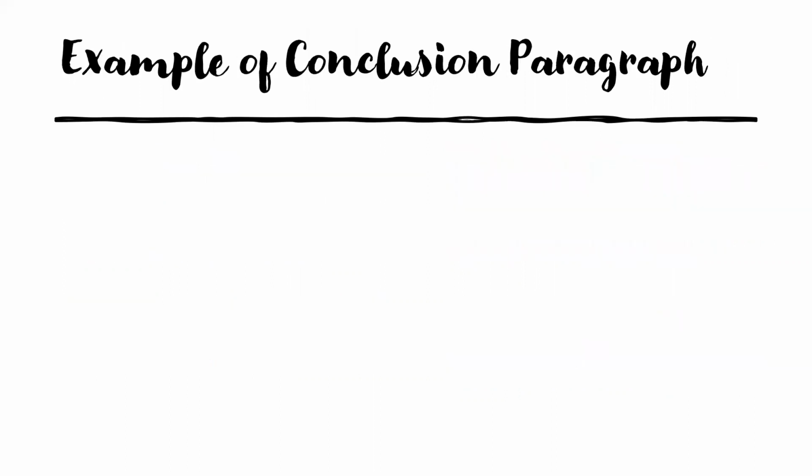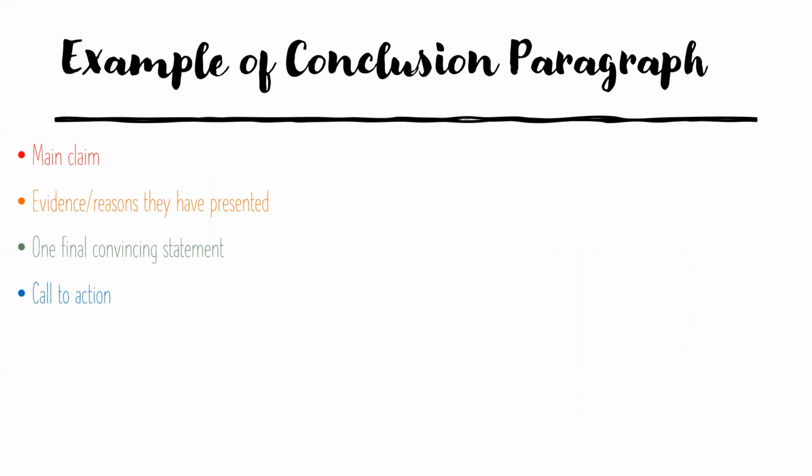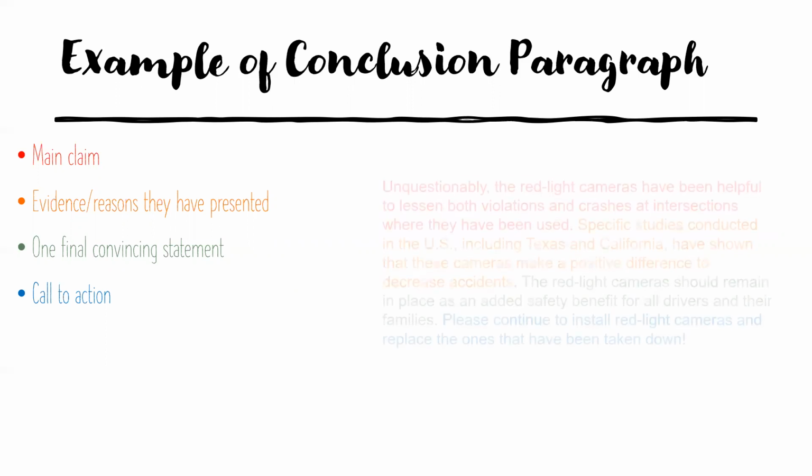Okay. Let's look at some examples of conclusion paragraphs. So this writer is going to have a main claim, the evidence and reasons they have presented, one final convincing statement, and a call to action. So there will be at least 4 sentences.